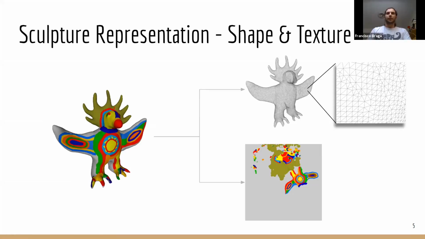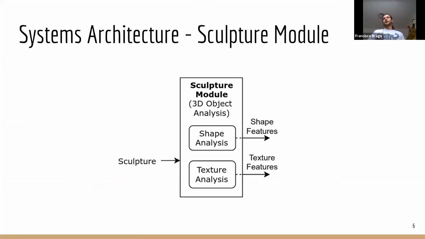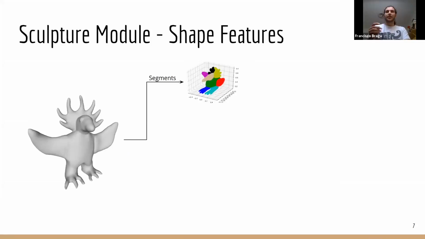Going to our first module, the sculpture module, it receives as input the sculpture and analyzes its features, both in shape and texture. Starting with our shape features, we perform segmentation. We do this by feeding the adjacency matrix of the shape to a spectral clustering algorithm, which is a density-based clustering algorithm. The only limitation is that we have to predefine the number of segments.